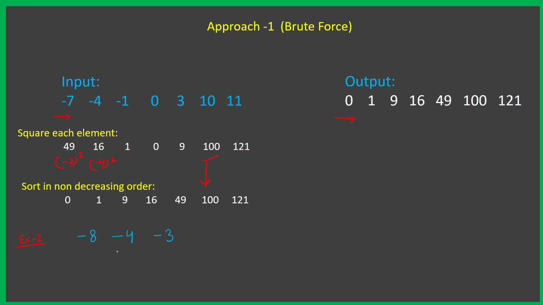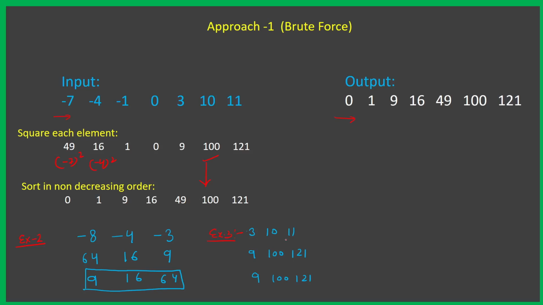Now let's say we have all the elements in our input array as negative. Suppose these are the elements -8, -4 and -3. If we apply this brute force approach, will it work? Let's see. The square of -8 will be 64. The square of -4 will be 16, and the square of -3 will be 9. So again this array is not sorted. If we sort this, then we will get 9, 16 and 64. So yes, our approach is working. This is my sorted output array, in non-decreasing order.